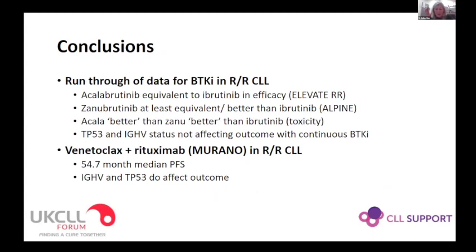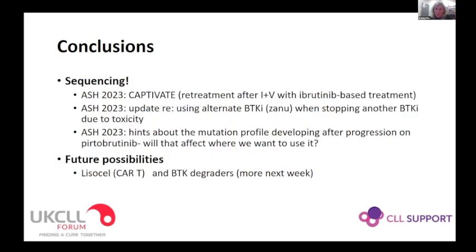In terms of toxicity, in my head, it's very simple. I'm keeping it very simple in my head. Acalabrutinib to me looks just a little bit across the board better than zanubrutinib, which looks better than ibrutinib, just in terms of those significant cardiac toxicities and arrhythmias. And we don't seem to see the adverse impact of P53 or IGHV status affecting outcome when we're thinking about continuous BTKIs. Whereas with venetoclax and rituximab in combination in relapsed refractory, IGHV and P53 do affect outcome.